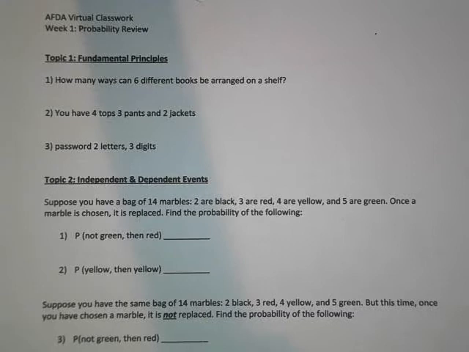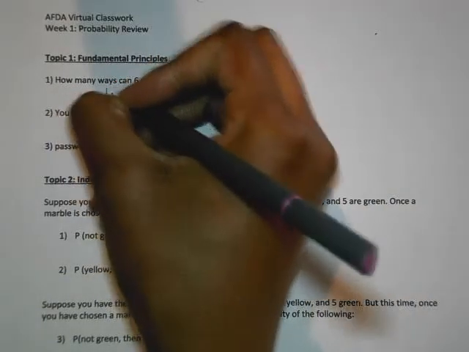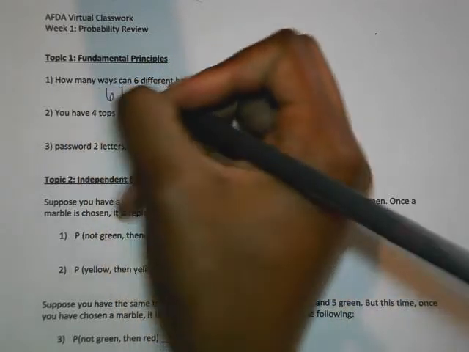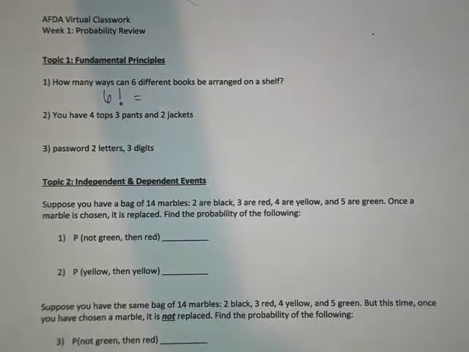If we did this by hand, we would take a book and put it, let's say there are different colors, so the red book would be first and so on. That red book could also be second. It could also be third. So what we're going to do is have 6 factorial, because it says how many different ways can 6 books be arranged on a shelf.